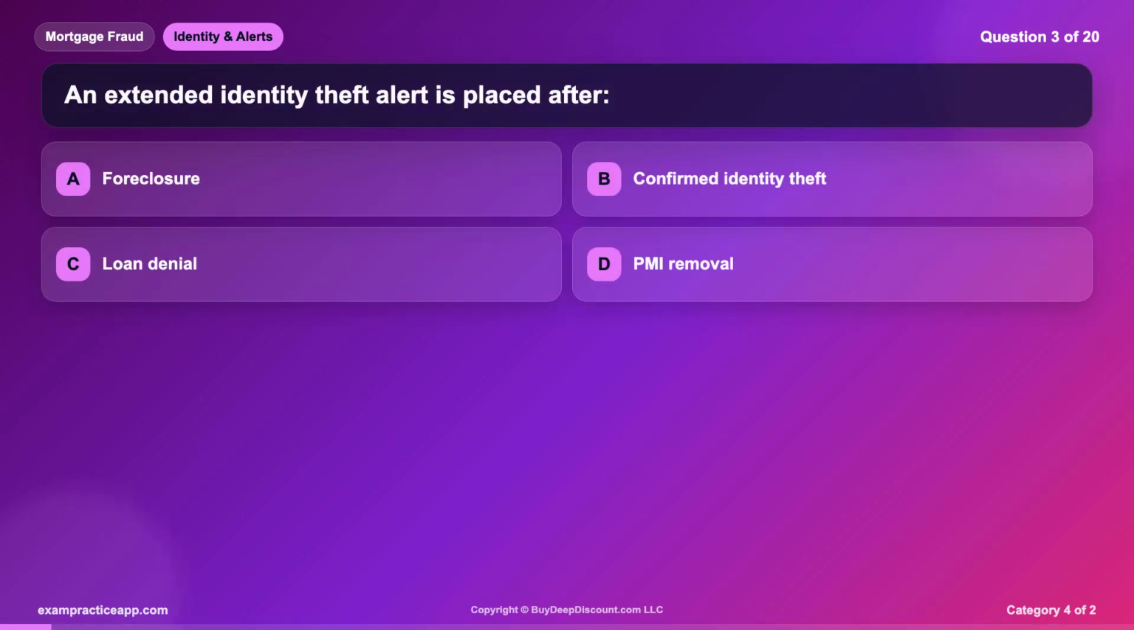Question 3. An extended identity theft alert is placed after option A, a foreclosure, option B, confirmed identity theft, option C, loan denial, option D, a PMI removal. Take a moment to choose your answer. The correct answer is option B, confirmed identity theft. Explanation: Extended alerts are used when identity theft has been verified.